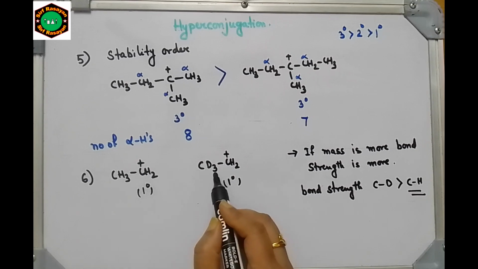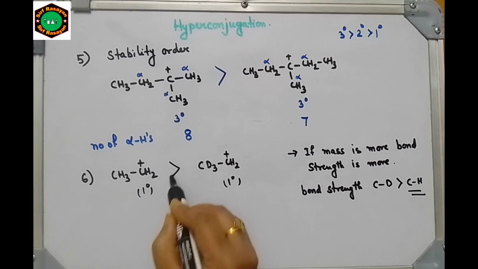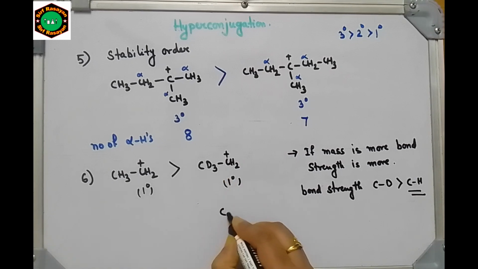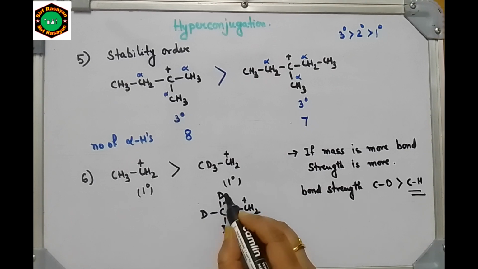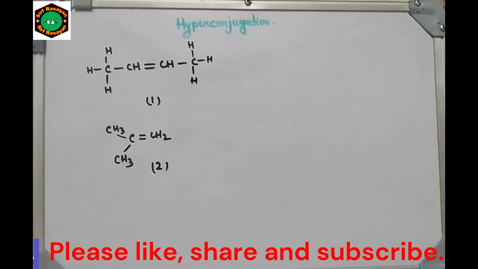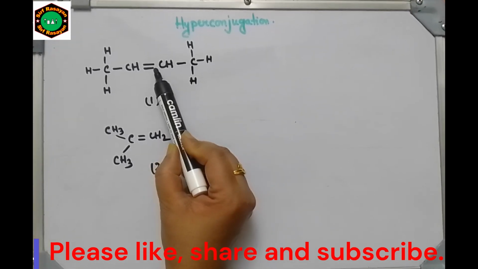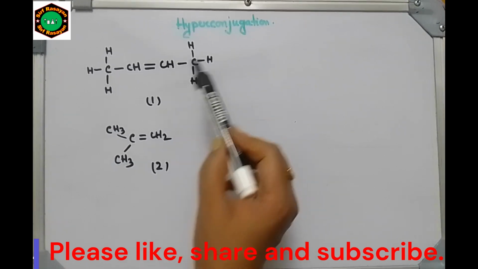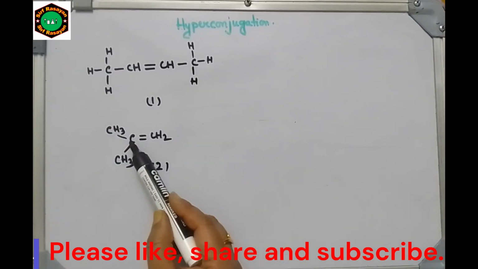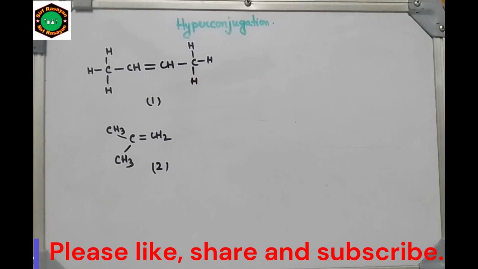So between this and this species, which one is more stable? This. Because you see here for CD3, you have to clip this bond. So that is difficult than this CH bond. Now see, between these two alkene, which one is more stable? This is disubstituted because with double bonded carbon, 2 methyl groups are there, and here also with double bonded carbon, 2 methyl groups are there. So both are disubstituted. So how to compare the stability?